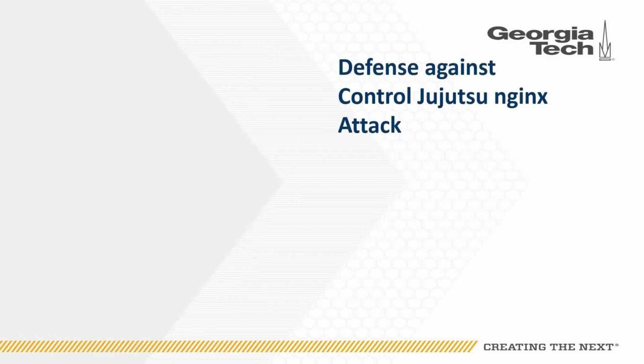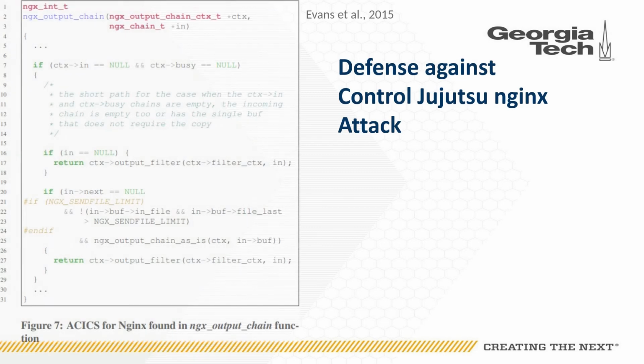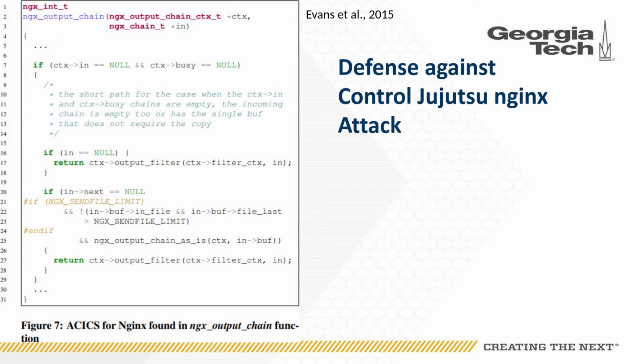We'll walk through the Nginx attack example that shows how BlankIt could be a useful defense mechanism. This is figure 7 from Evans and others at MIT on their Control Jujutsu paper from CCS 2015. Both return statements invoke a function pointer called context output filter. It passes 2 arguments. One is part of the context struct itself, and another is an input pointer. The authors call this an argument corruptible indirect call site. The context object and variable in can be corrupted via some heap vulnerability. In other words, this function pointer and its arguments can be corrupted.